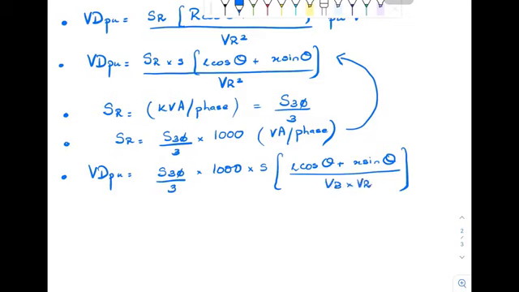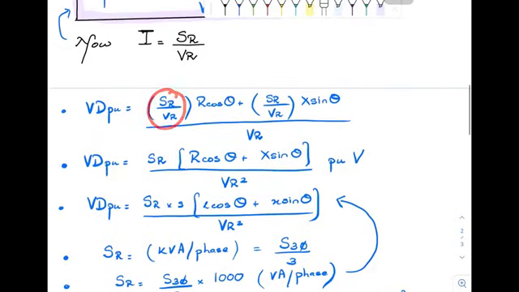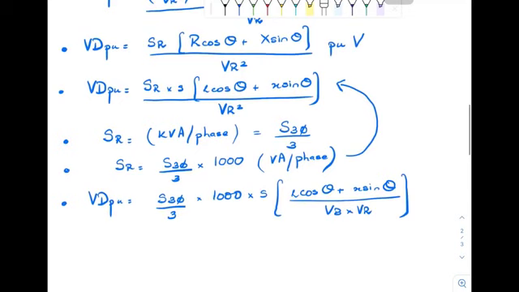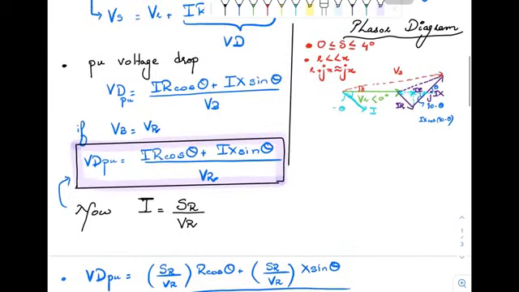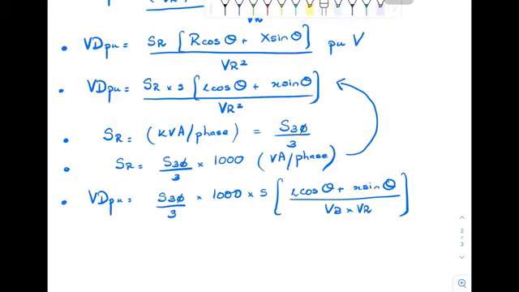times VR. Remember, this VR is due to this factor, that is when we replace current in terms of voltage and apparent power. And the second value of VR was due to this division by the base quantity. So instead of expressing it in terms of VR square, we are expressing it in terms of base quantity.